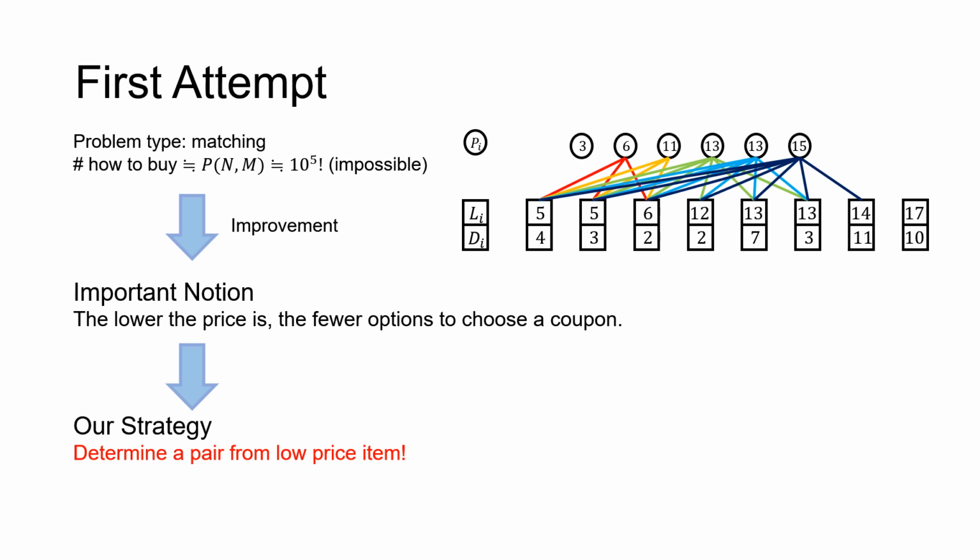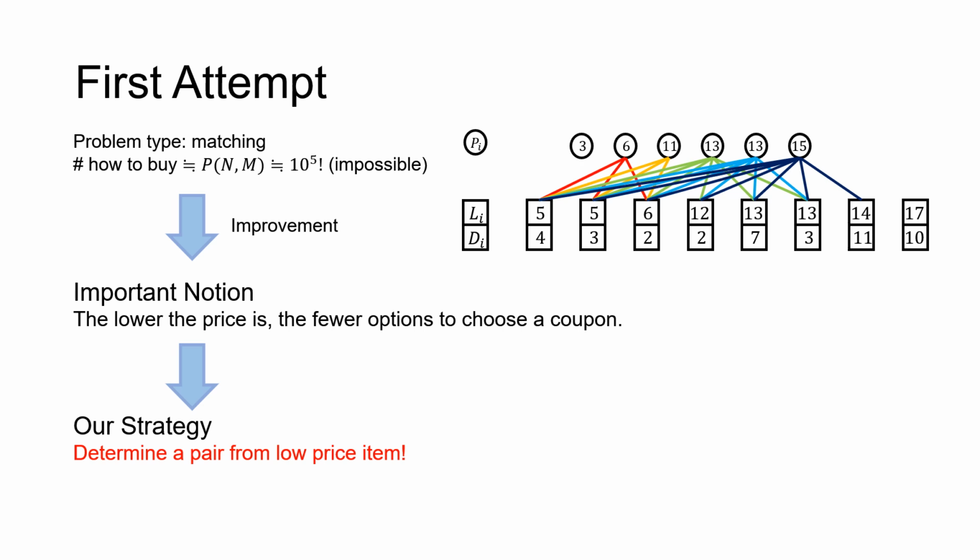The problem involves making pairs between items and coupons, making it a matching problem. The key idea to solve such problems is to consider edges that connect them and start with vertices that have lower degrees. Since coupons have a price restriction L, items with lower prices have fewer options to choose a coupon. On the other hand, it's difficult to choose coupons for high-priced items.